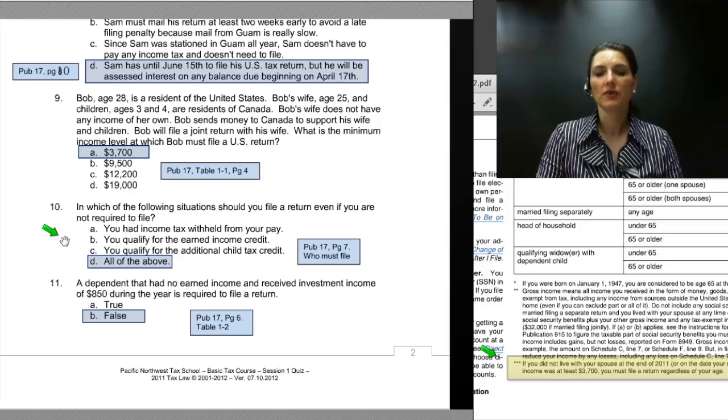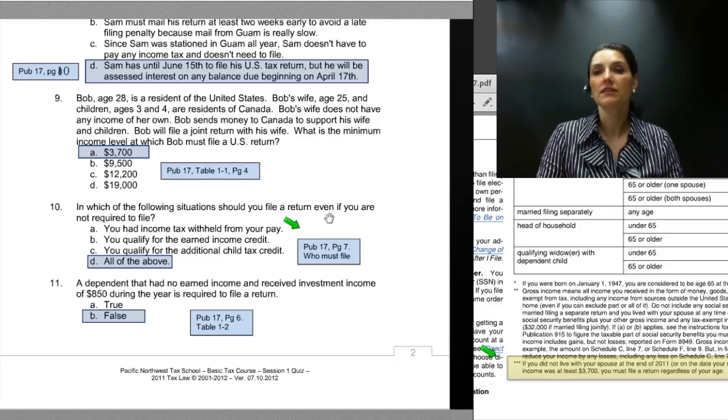In which of the following situations should you file a return even if you are not required to file? And the answer is D, all of the above, but let's look at what the options were. If you had income tax withheld from your pay, if you qualify for the earned income credit, or if you qualify for the additional child tax credit. Well, all of those are fairly much no-brainers. If the government owes you money, you should file a return.